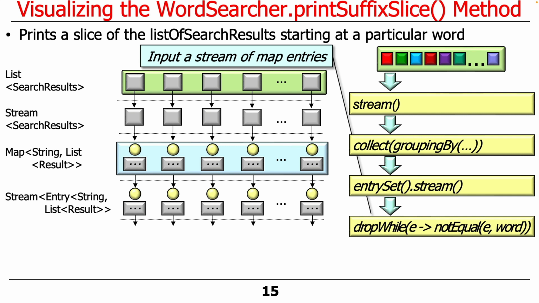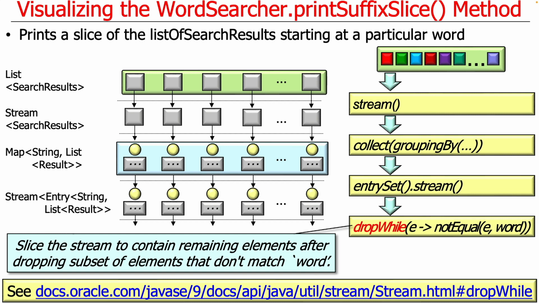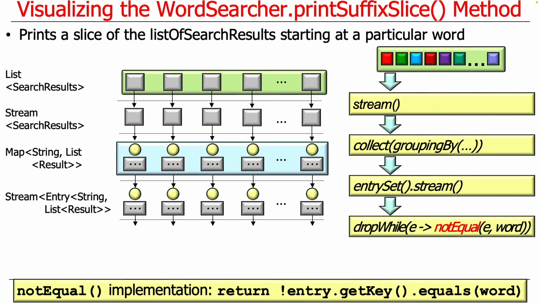What it's going to do is drop everything until we find the word we want to start with. So if the word is la, then it'll ignore everything till we get to la, and everything from la onward will then be fed as the output of that stream. So we slice the stream to contain the remaining elements after dropping the subset of elements that don't match la, if we're doing la. So remember, dropWhile is a stateful and run to completion operation, because once it skips over everything, it'll keep running until the stream is done.